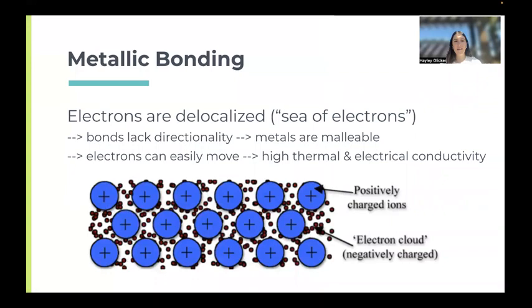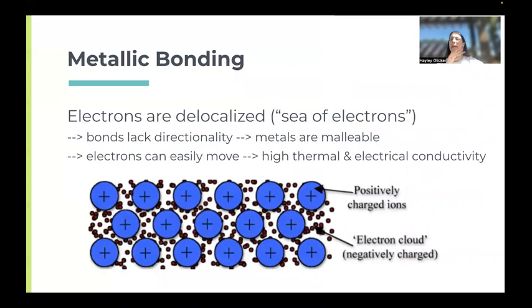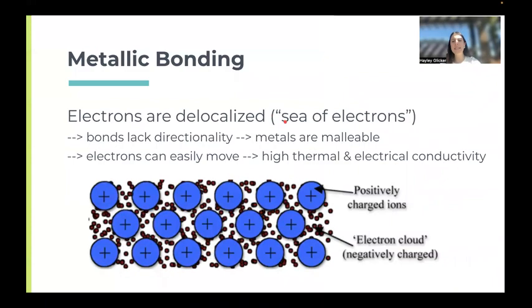So to get us started, it's important for us to be able to distinguish what's different and special about metallic bonding. Here, in metallic bonding, electrons are delocalized, which means, de means not, localized means local, right? So delocalized means that electrons are being shared throughout all of our different metals, and we call this kind of a sea of different electrons.